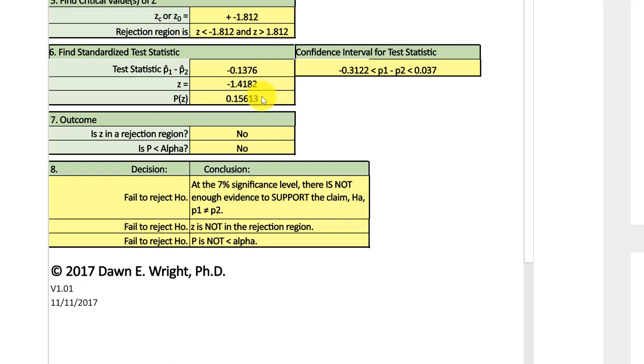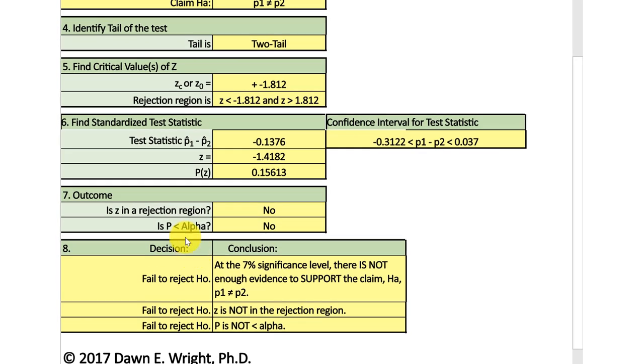Now, you would remember that you need to check to see if this standardized test statistic is in the rejection region or if the p-value is greater than alpha. This calculator does that for you. It tells us this standardized test statistic is not in the rejection region. P-value is not less than alpha. It gives you a decision that we fail to reject the null because Z not in the rejection region, P not less than alpha. And it gives us the conclusion: at the 7% significance level, there is not enough evidence to support the claim that the two proportions are not equal. So I hope this helps.